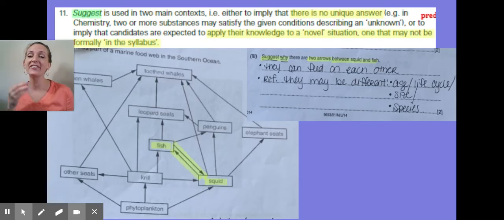It could also be dependent on their ages. So what species they are, where they are in their life stage. If they're very tiny, a fish could eat it.